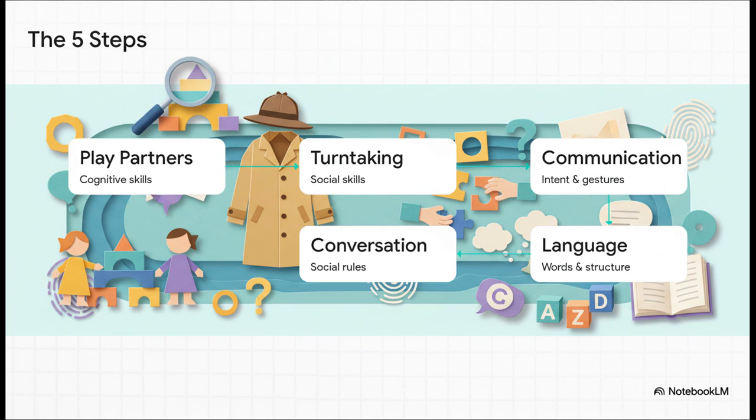Okay, so check this out. What's so cool here is how each step just builds on the last one. You start as play partners. That's just figuring out what objects even do. Then you graduate to being turn-taking partners, learning that social stuff is a back-and-forth game, like rolling a ball to someone and they roll it back. From there, you become communication partners, using points and gestures to get your message across before you even have words. Only then do you become language partners, and finally, conversational partners, where you're mastering all those subtle social rules of a real chat. A good detective knows exactly where their subject is on this map.